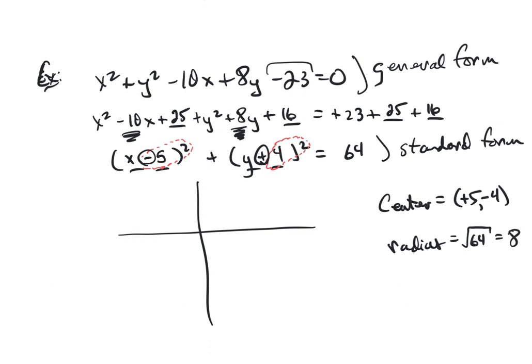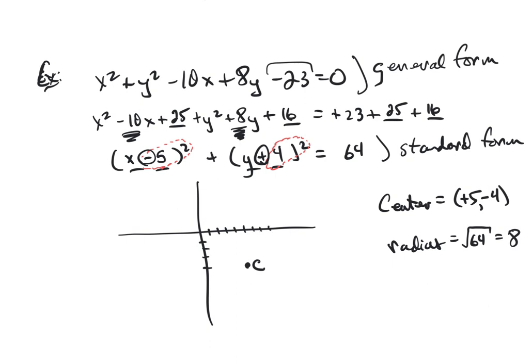So then to draw the picture, the center is 5 to the right, 1, 2, 3, 4, 5, and 4 down, 1, 2, 3, 4. So our center point's right there. And then since our radius is 8, we want to go 8 up, right, left, down. So let me give it a shot here.